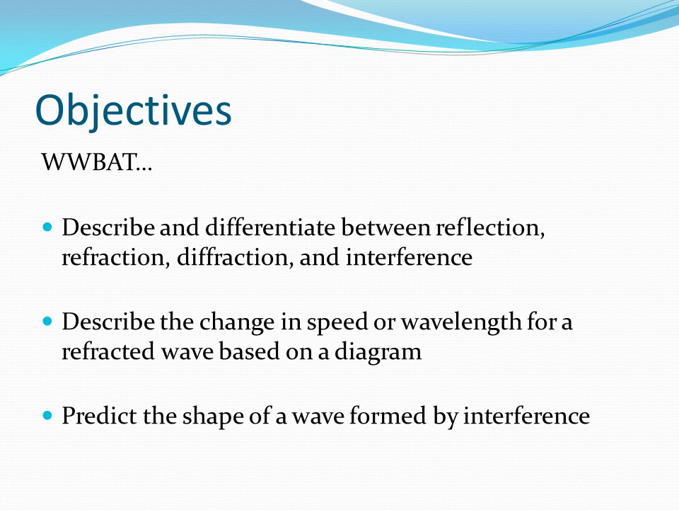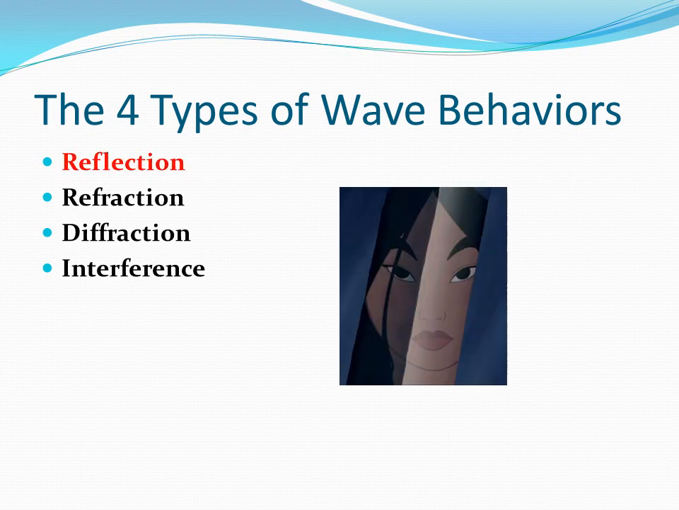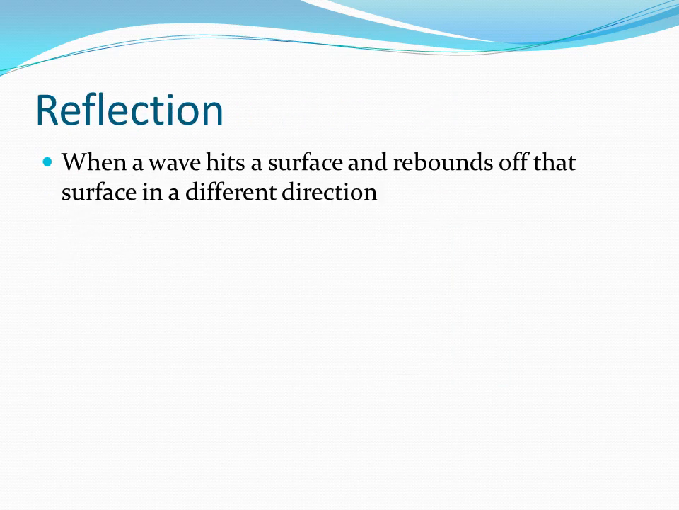Describe the change in speed or wavelength for a refracted wave based on a diagram. And finally, predict the shape of a wave formed by. There are 4 types of wave behaviors we're talking about today. We're talking about muons reflection.